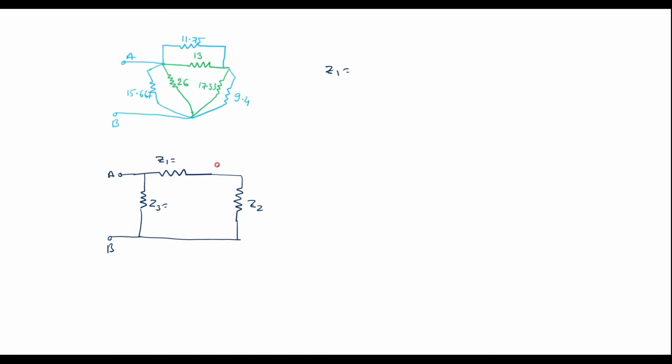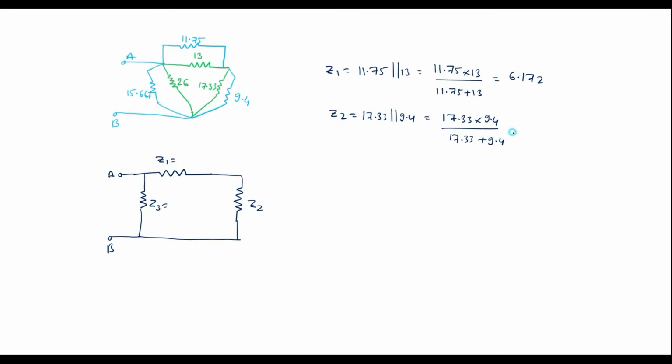Z1 is equal to 11.75 parallel with 13, which is equal to 11.75 into 13 divided by 11.75 plus 13. It gives 6.172. Similarly, Z2 is nothing but 17.33 parallel with 9.4, which is equal to 17.33 into 9.4 divided by 17.33 plus 9.4. It gives 6.094.